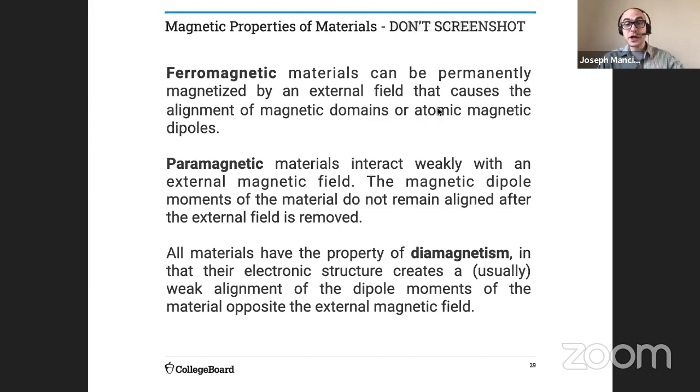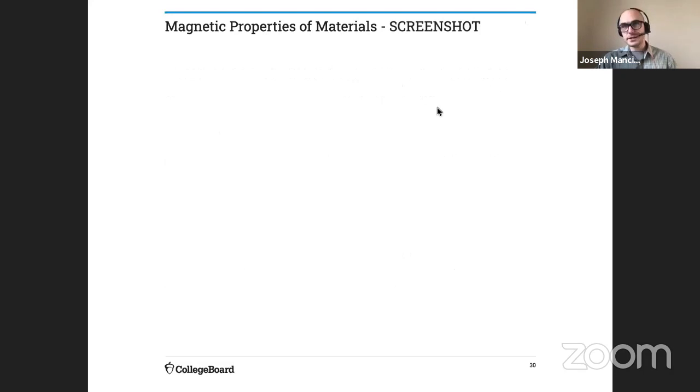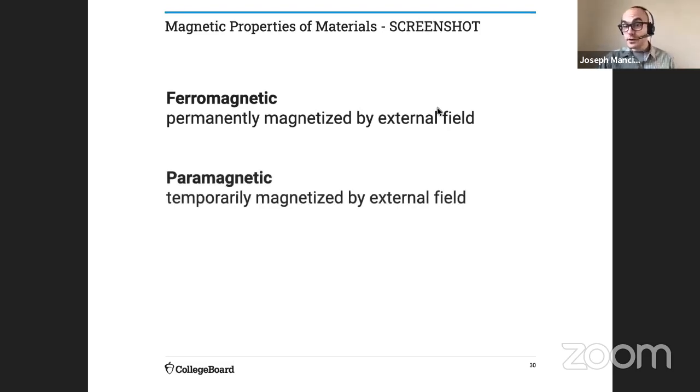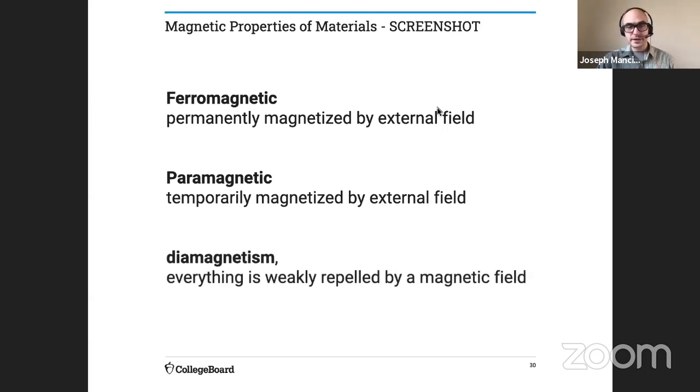Okay, you can screenshot this next page because here's what I did for those of you who really want to learn vocab. Ferromagnetic materials can be permanently magnetized by an external field. Paramagnetic materials can be temporarily magnetized. Diamagnetism means everything is weakly repelled by a magnetic field. If you feel the need to screenshot that one.